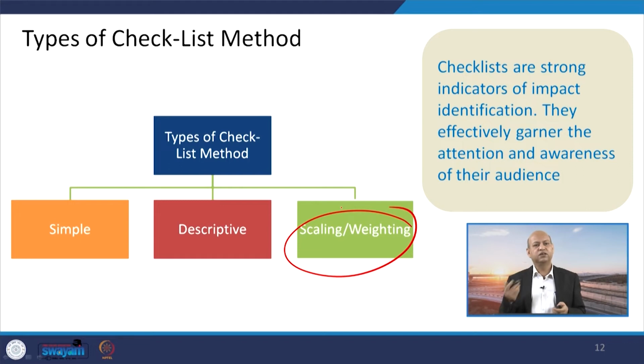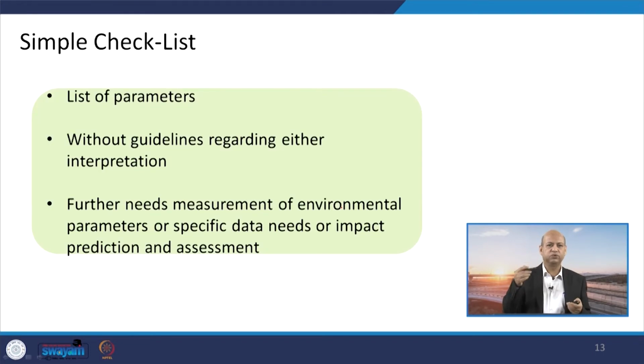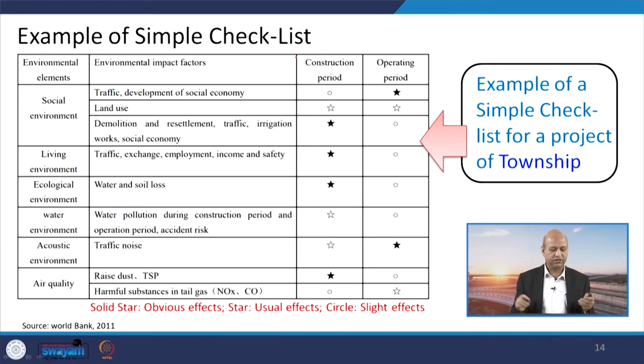Otherwise, the third will be scaling and weightage, meaning you give some weightage on a scale depending upon the intensity of the activity and the expert's opinion. In a simple checklist, as I said, a list of parameters will be there, and without guidelines or any further interpretation, you can give yes or no. Further measurement of environmental parameters or specific data, and impact prediction and assessment, are needed, and that is not included in this simple checklist.